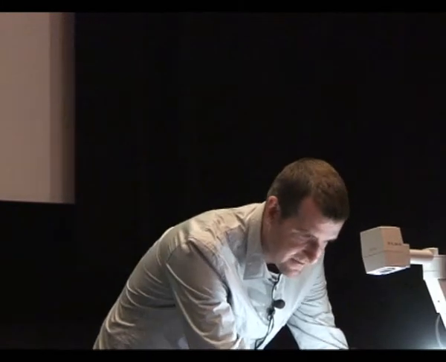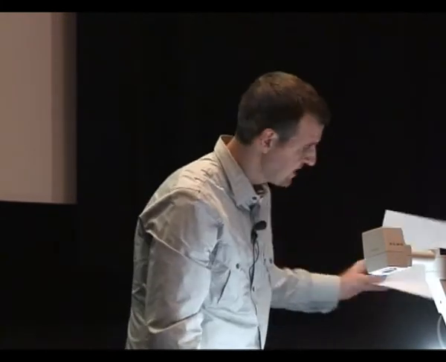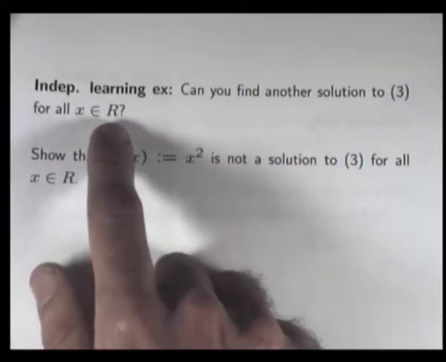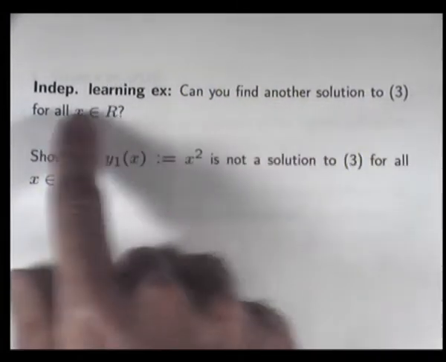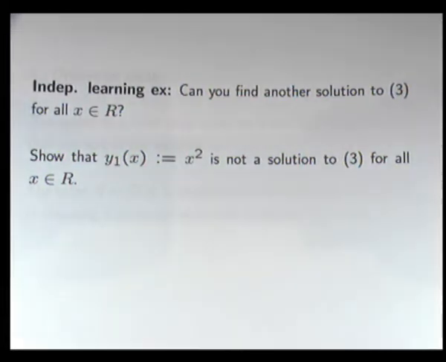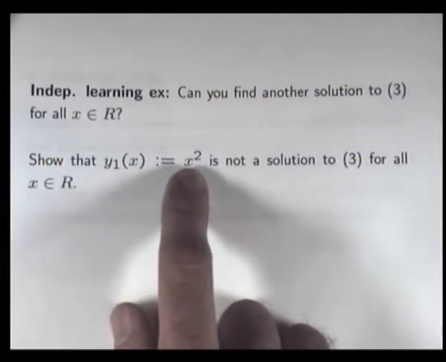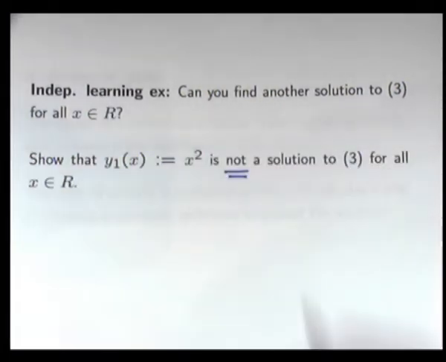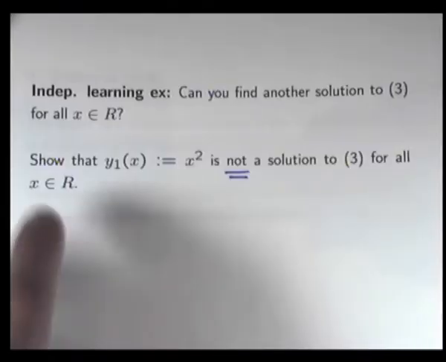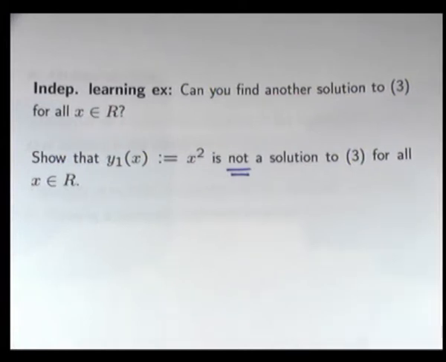Here's a couple of independent learning exercises for you to do. The first question I'm going to pose is, can you find another solution to that particular differential equation that exists for all x in the real numbers? And secondly, can you show that the function x squared is not a solution to that previous ordinary differential equation for all x in this interval? I'll give you a hint for the second part. What you want to do is go through the same process as the previous example and show that the left-hand side and the right-hand side are not equal for all x in the set of real numbers. This is more difficult, but I'll leave that for you to do.